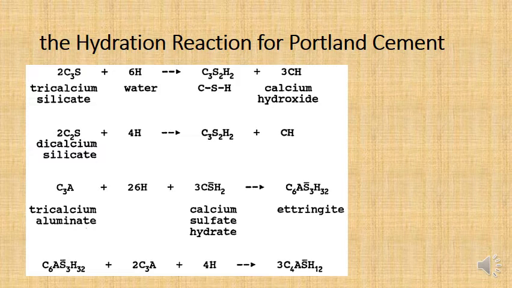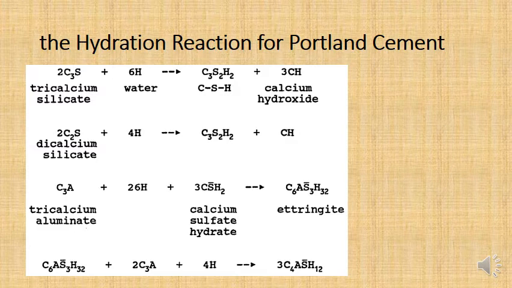Now, they react with water, and they form these molecules such as calcium sulfate hydrates, calcium aluminate sulfate hydrates, silica hydrates, and these are the very strong bonds. Now, you'll see that you need quite a bit of water to react with the cement in order to form these strong binding bonds that hold the aggregate particles together in a concrete.